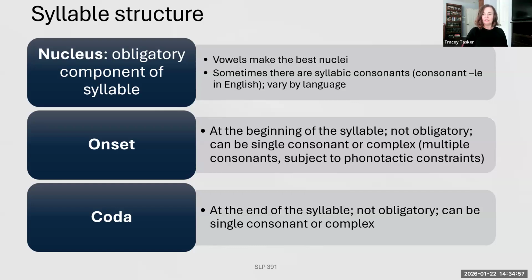The coda is what comes after the vowel in the syllable, and codas are not obligatory. So if we have the word go, there is no consonant after the O. It's an open syllable. Open syllables do not have a consonant at the end, so they do not have a coda. So that's not necessary in every syllable, okay?